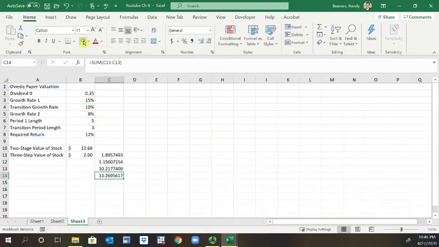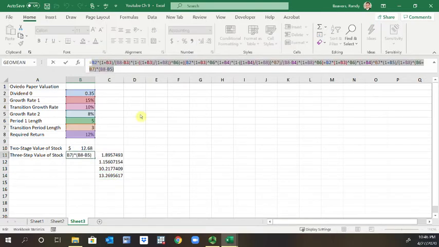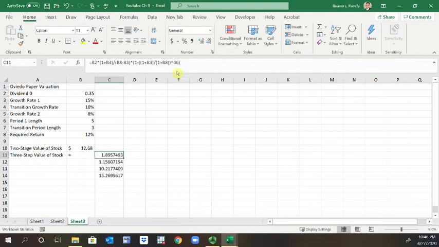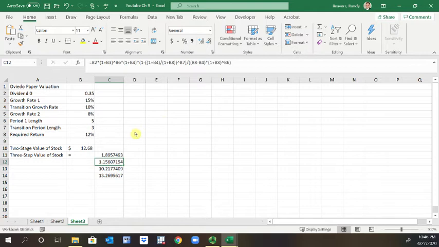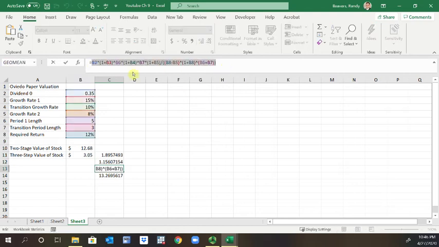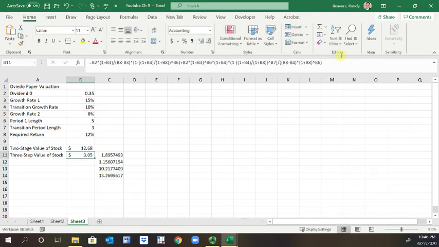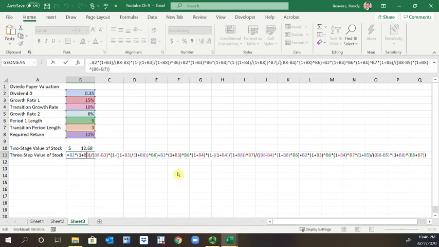So then once you add all of those things together, so getting rid of this, that is equal to this very long, complicated formula, but it sums up to $13.27.